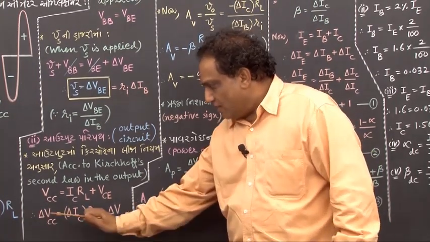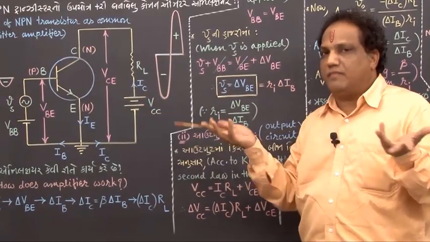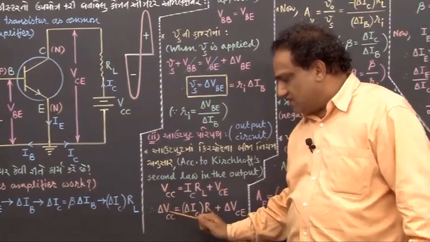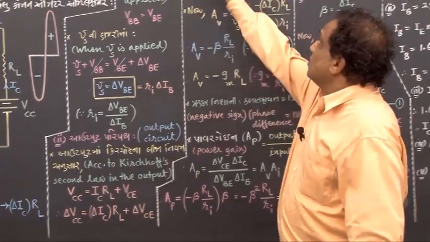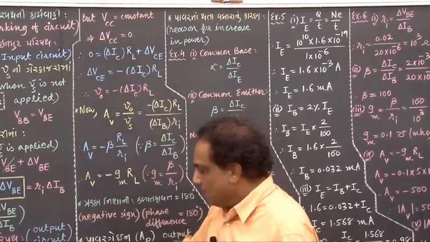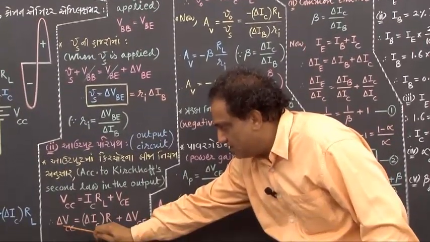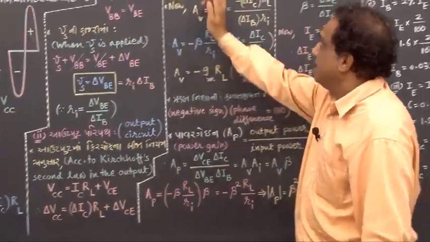Fine. Now because this collector supply voltage is constant, see, the EMF of any battery is constant. Because VCC is constant, change in a constant quantity has to be 0. So this value is 0, this value is 0, I am putting 0 here, correct? And on the right hand side I am writing the same.